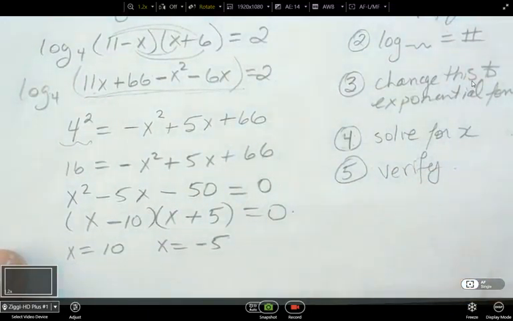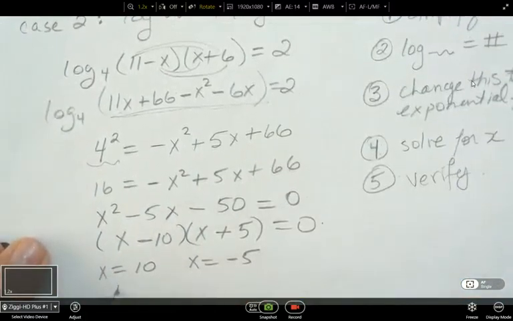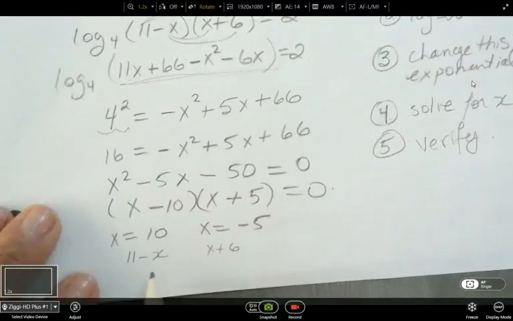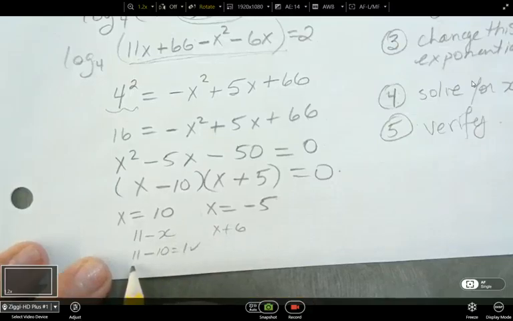Verify. Okay, so let's do our verification and make sure everything balances out. So all we need to do is really make sure that our arguments end up being positive. Okay, so what do we end up with if we plug in for 11 minus x and x plus 6, that's what we need to verify. So I've got 11 minus 10, that's 1, so I'm okay. And then I've got 10 plus 6, which is 16, so that's good.